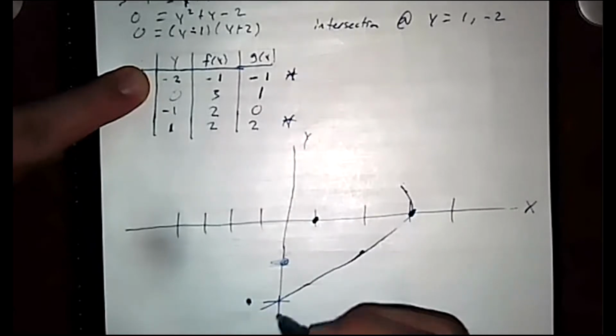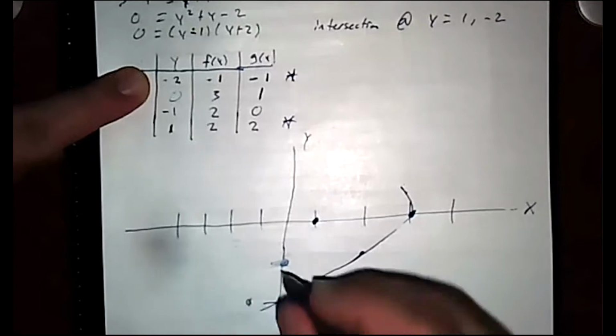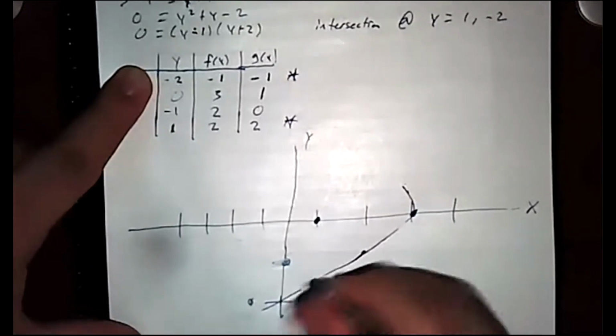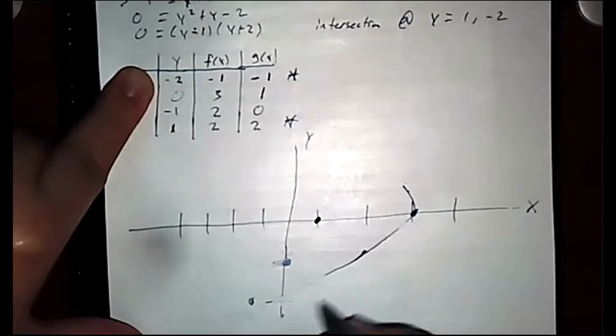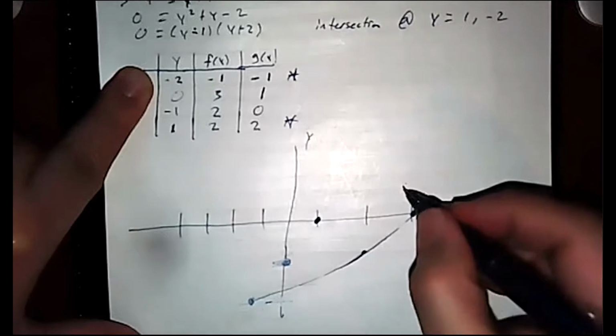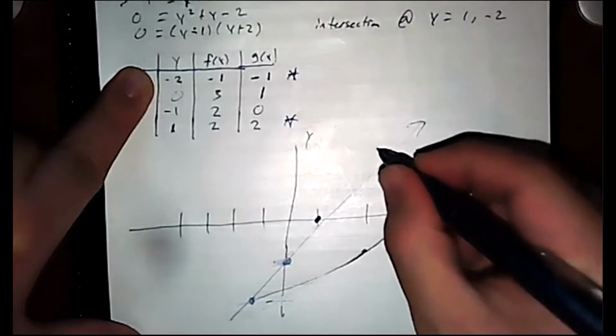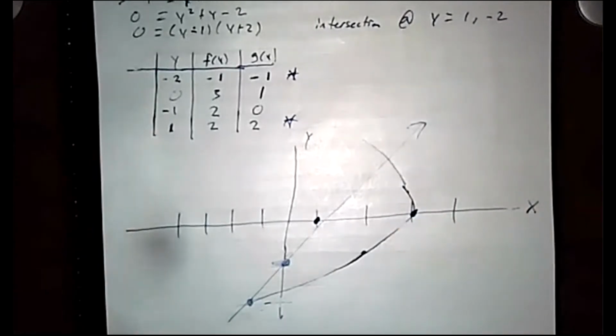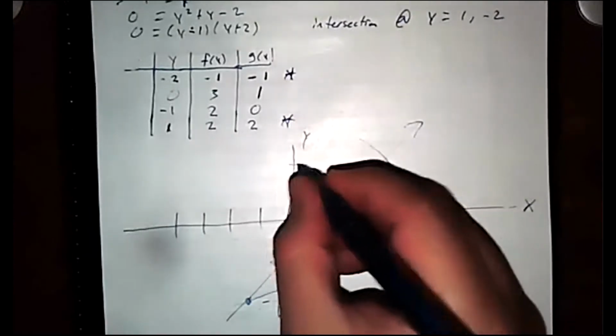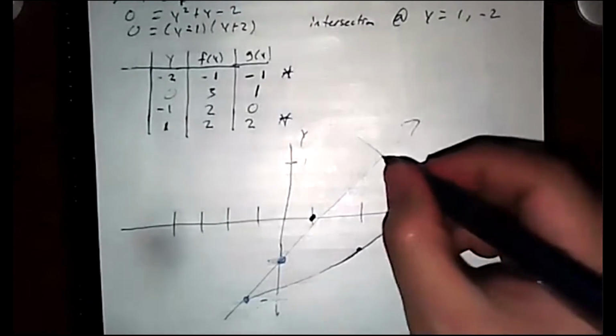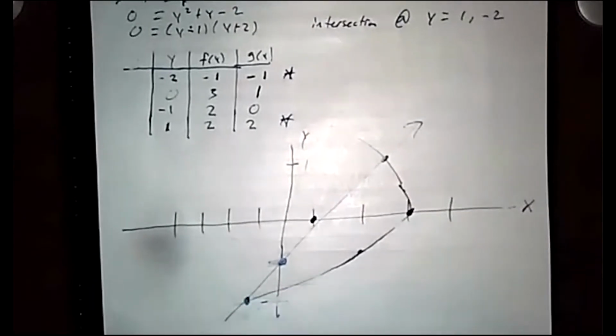Okay. So they both intersect here. The parabola technically goes this way. The line goes this way. Anyway, I really messed up this drawing. It's really ugly.